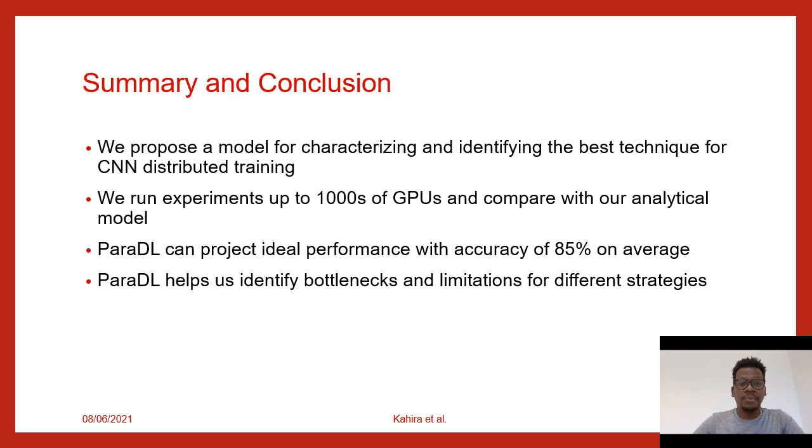As a summary, we proposed a model for characterizing and identifying the best technique for CNN distributed training. We ran experiments up to 1,000 GPUs and compared this with our analytical model. And ParaDL can project ideal performance with accuracies of 85%, and it helps identify the bottlenecks and limitations for different parallel strategies. That's about it.